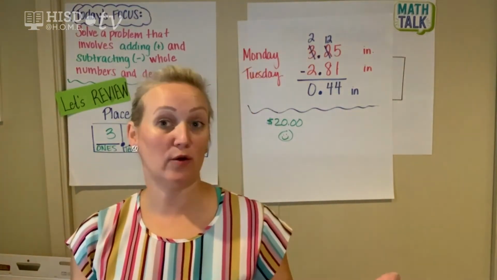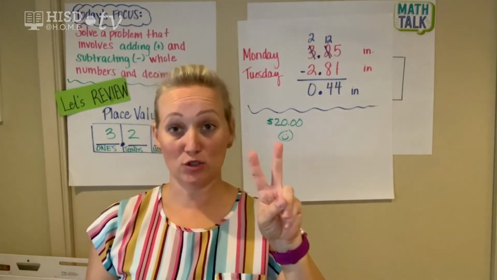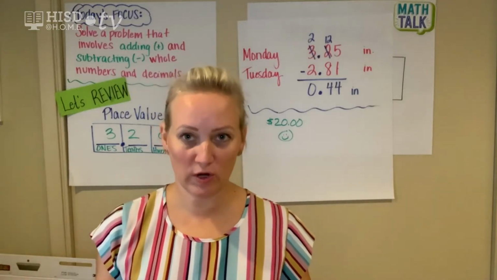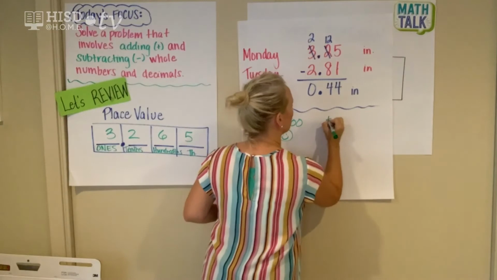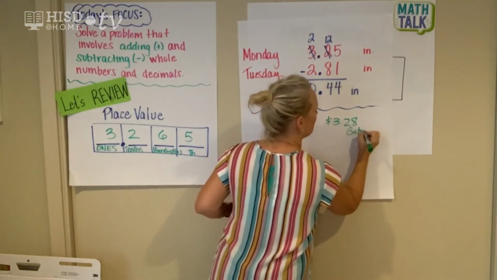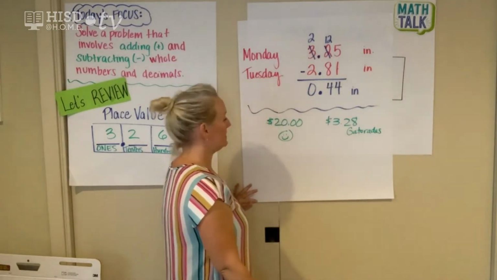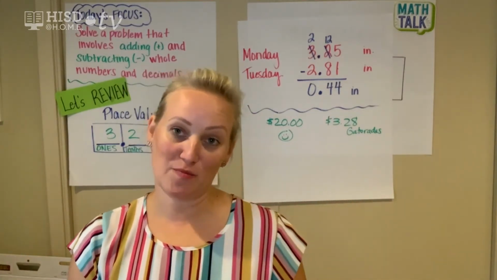Say I bought 2 Gatorades, like I was exercising a lot that day, right? Because we should all be exercising. And I bought 2 Gatorades, and so that cost me like $3.28, including tax. So it was $3.28 for my Gatorades. I got 2 because I was exercising a lot. So how much money do I have left after I drank my Gatorades?